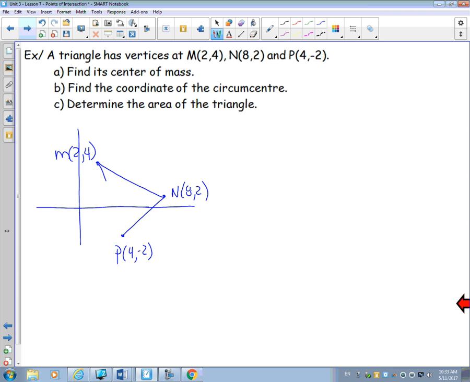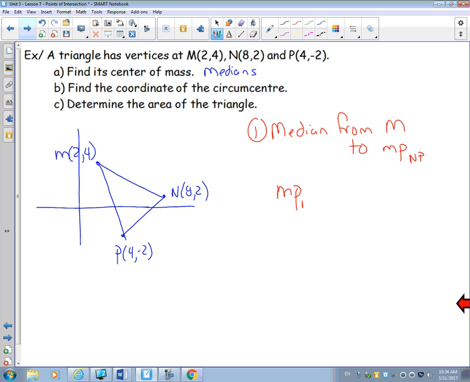Draw a triangle. I want to find its center of mass. The center of mass is where medians meet. So I need to figure out two medians. I have choices here. I can do the median from M, from N, or from P. I'm going to start off by doing the median from N. So I'll write that down. Median from N has to go to, where does it end up? It goes to the midpoint of the opposite side, in other words, NP. So let's find that.